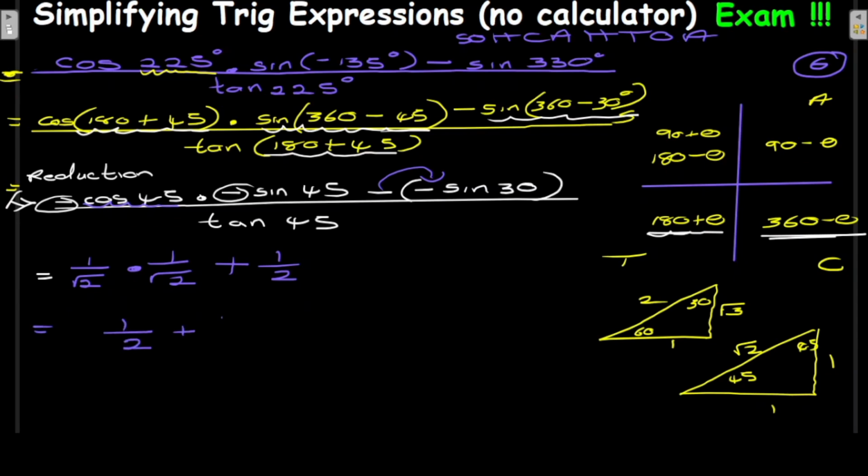So what we're going to have, ladies and gentlemen, is 1 over 2 plus 1 over 2, which gives us 1. Just like that. So 6 marks to get 1 is your answer.